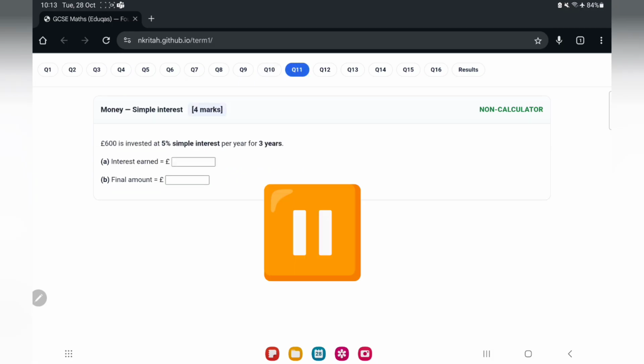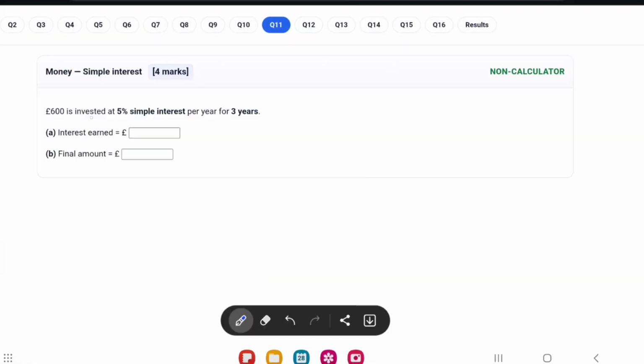Stop here if you want to give it a go at question 11. Question 11 is based on simple interest, and that's basically a percentage. And it says 600 is invested at 5% for 3 years. So basically you only need to find 5% of that quantity, and that will be 1 year. And then do that 3 times to get it to 3 years. But I have already shown you how to find 5%. So let's see if that works out.